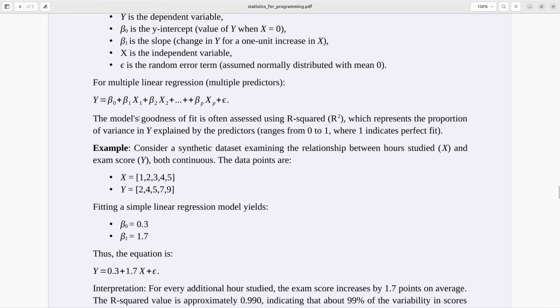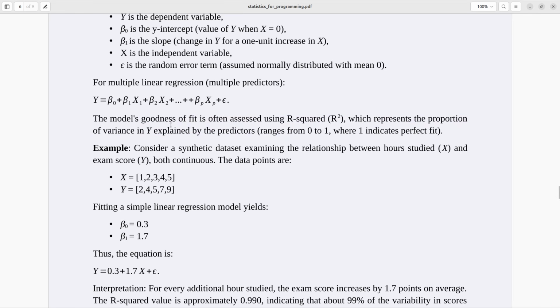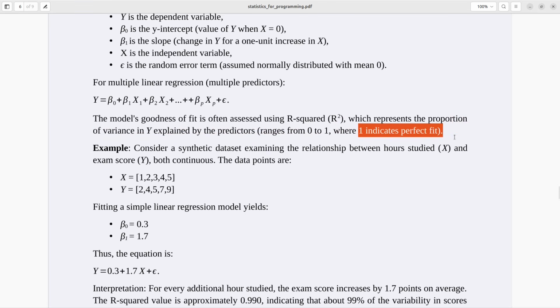So the model's goodness of fit is often assessed by using the R-squared value, which can represent the proportion of the variance in y that can be explained by the predictors. So this R-squared would range from 0 to 1, where 1 indicates the perfect fit. Of course, in the real world, it is not easy to get a fitting that returns the R-squared as 1 exactly. Usually the R-squared would be less than 1 in real life, okay?